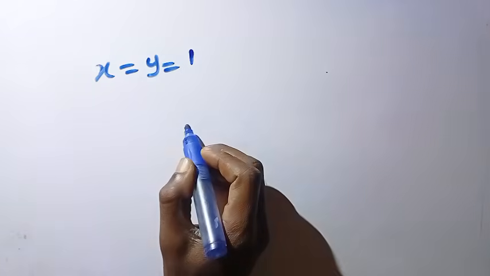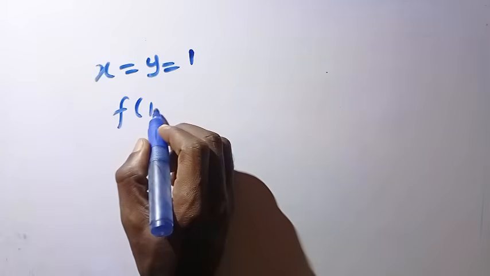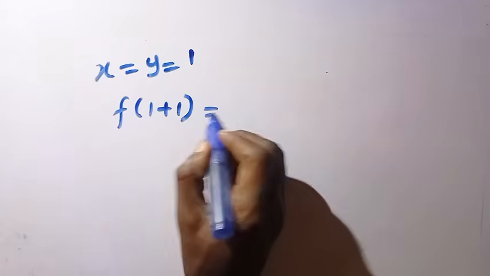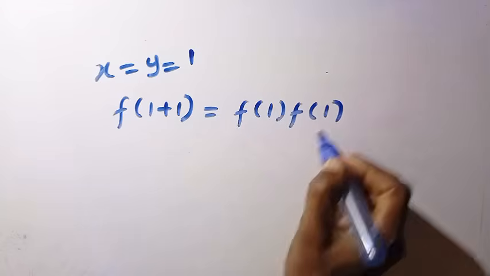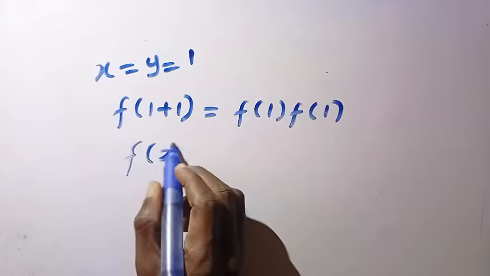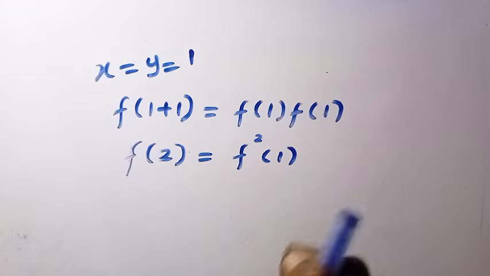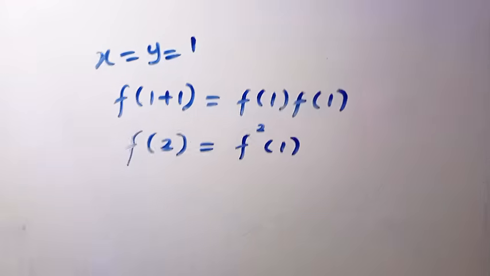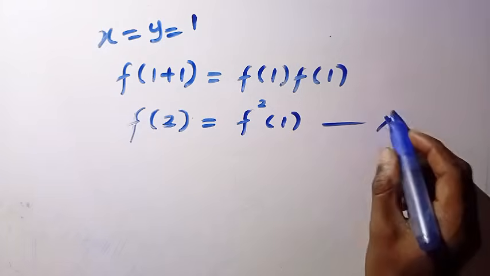And again, if I let x = y = 1, applying the same formula, we have f(1 + 1) = f(1) multiplied by f(1). So this gives us f(2) = f²(1). And I don't need anything much here.